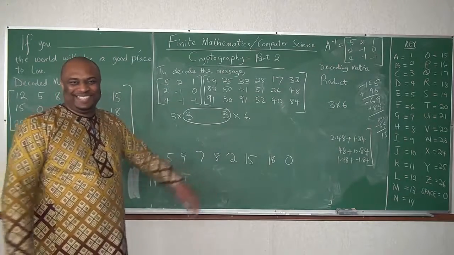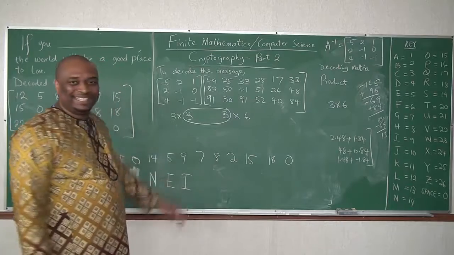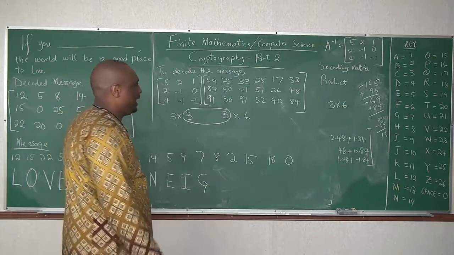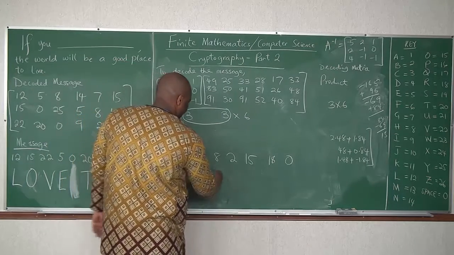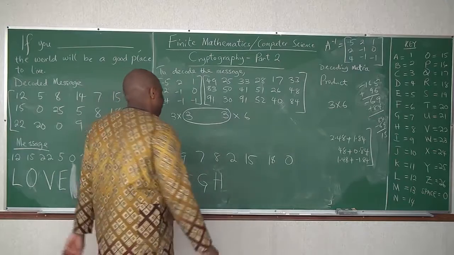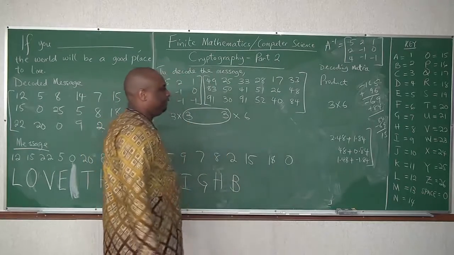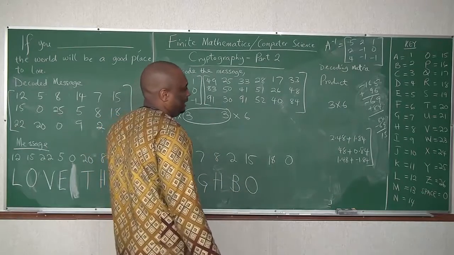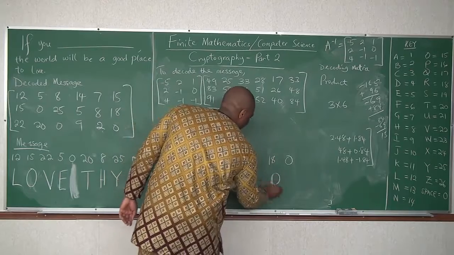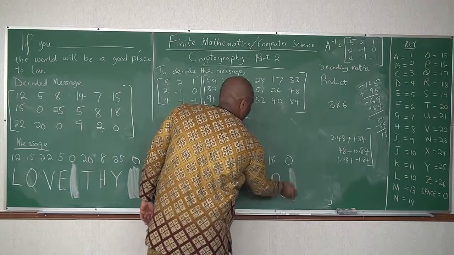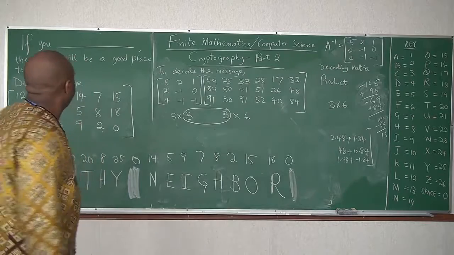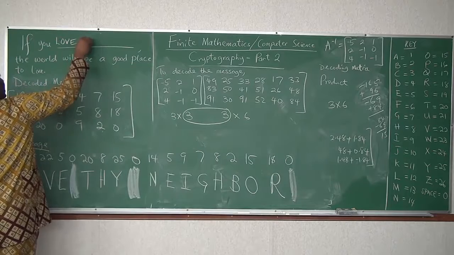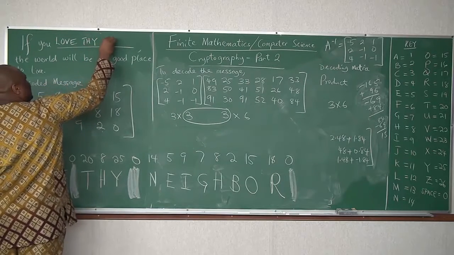Can you now know the message? Do you know the message now? 7 is G. 8 is H. 2 is B. 15 is O. 18 is R. And there's a space here. Love thy neighbor. If you love thy neighbor, love thy neighbor is the message.